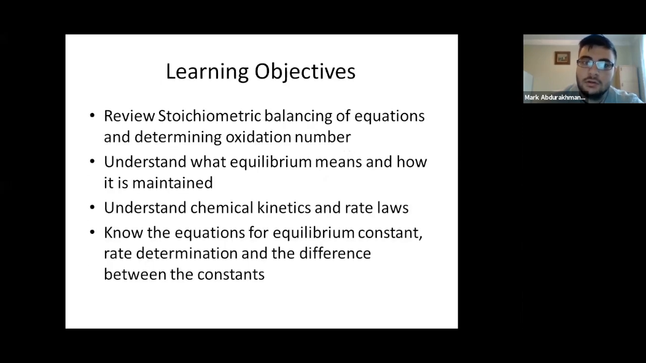So we want to review stoichiometric balancing of equations and determining oxidation number. I expect most of you will remember this from general chemistry, so I won't spend too much time on it. Most of the time will be spent on understanding what equilibrium means and how it is maintained. We also want to understand chemical kinetics and rate laws, especially the equations. And we want to know the equations for the equilibrium constant, the rate determination, and the difference between the equilibrium constant and the rate constant.